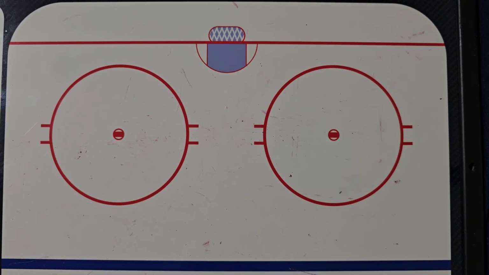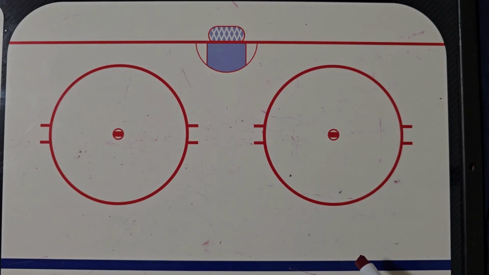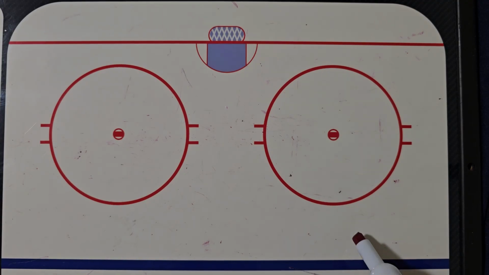All right, we're going to talk about power play. We use a design that's really simple. It's both effective offensively and responsible defensively. And what I mean by that is we have two defensemen at the blue line.